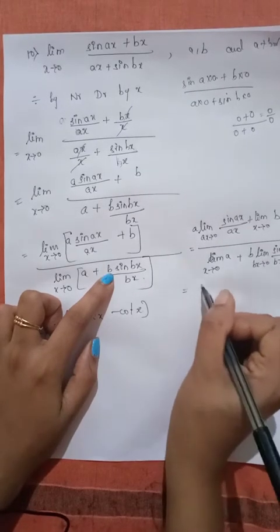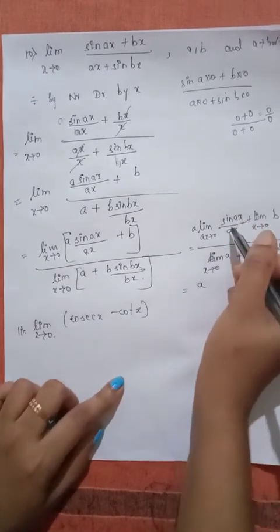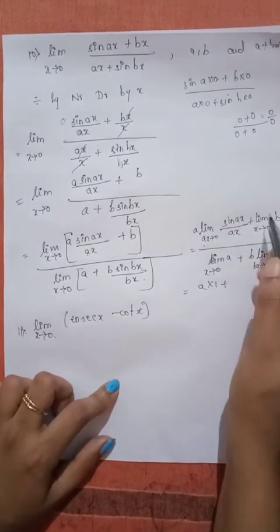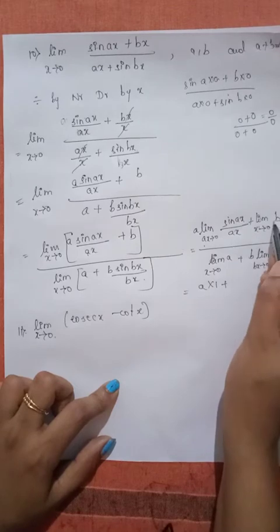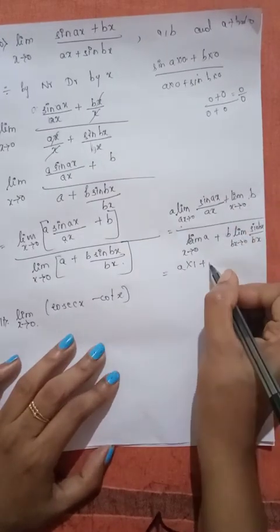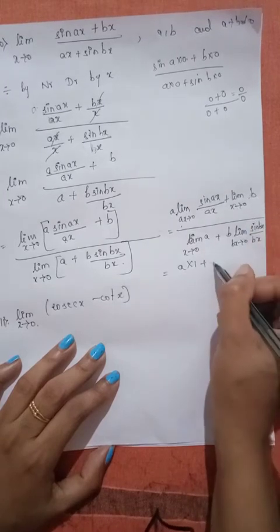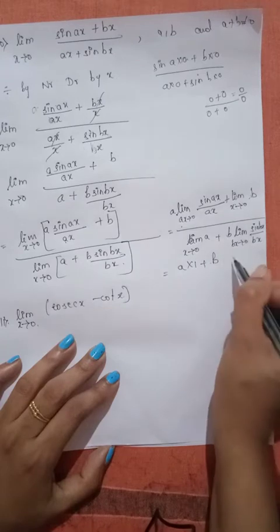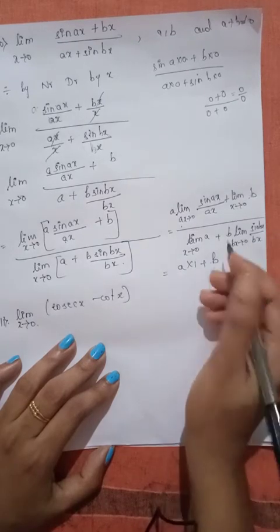Now simplify. So it is a into, what is limit of sin ax by ax as ax tends to 0? It is 1. Plus, already you know that limit of a constant is always itself. Okay, remember this, limit of a constant is itself. Because we do not have an x term, what you have to do normally, you have to put x value, but there is no x value, so it becomes itself. So limit of a constant is always itself.